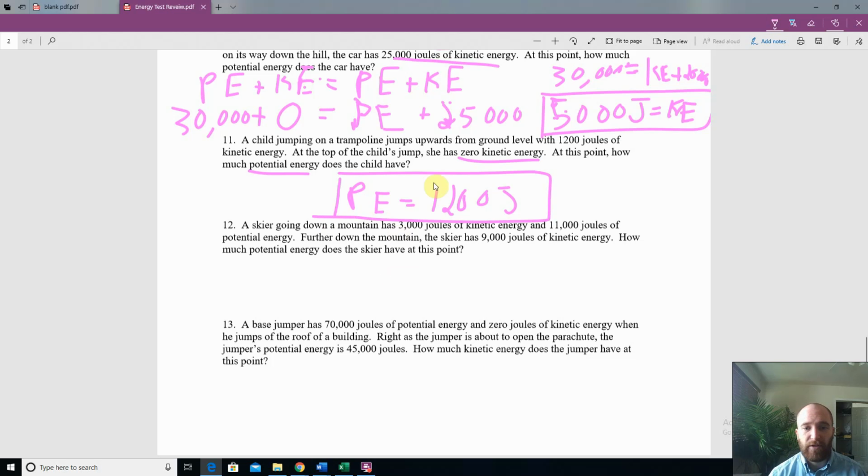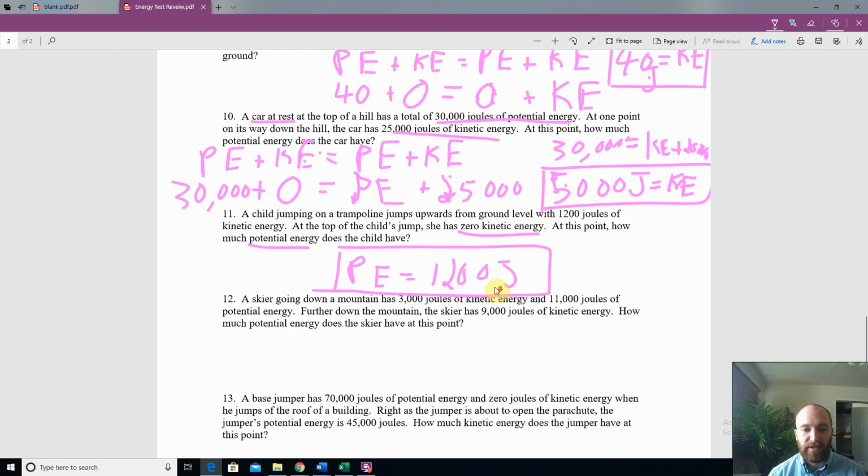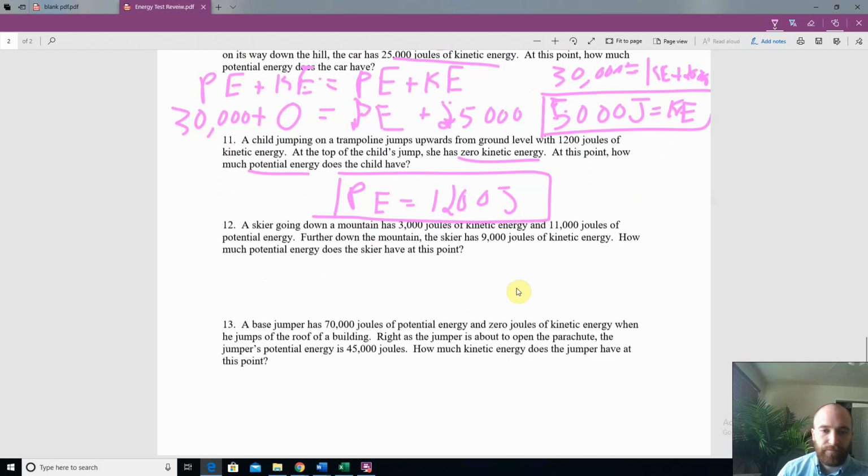12. A skier going down a mountain has 3,000 joules of kinetic energy and 11,000 joules of potential energy. Further down the mountain, the skier has 9,000 joules of kinetic energy. How much potential energy does the skier have at this point? Alright. Again, we're doing that conservation of energy. PE plus KE equals PE plus KE. Alright, we're going to do the before and the after.